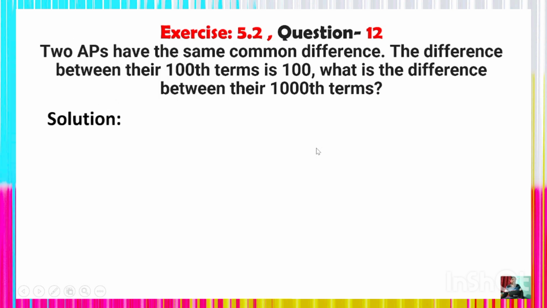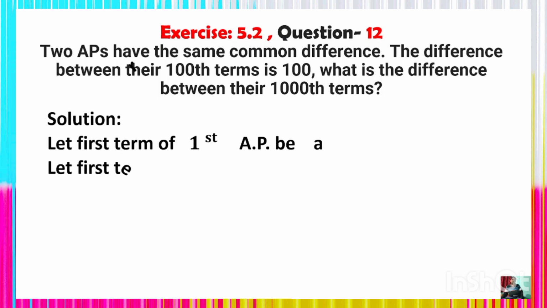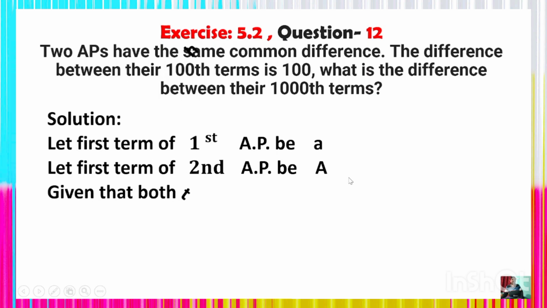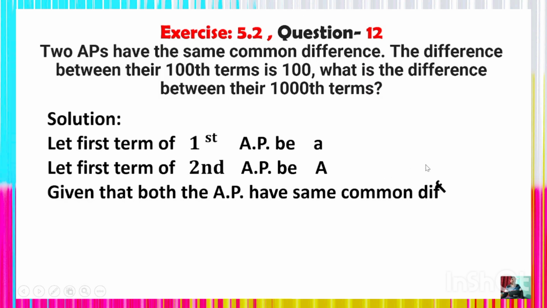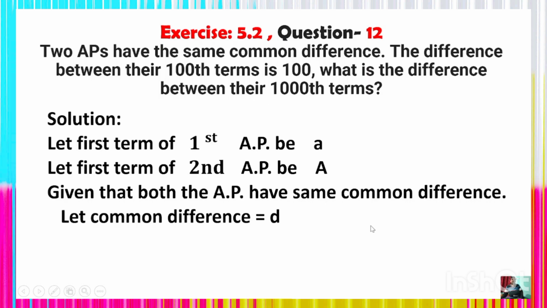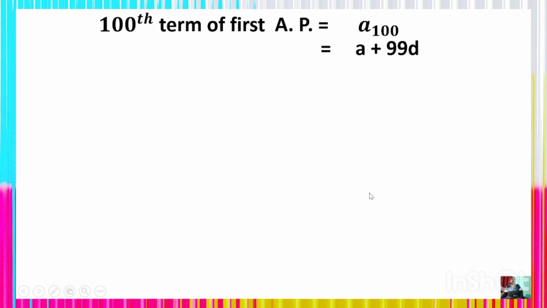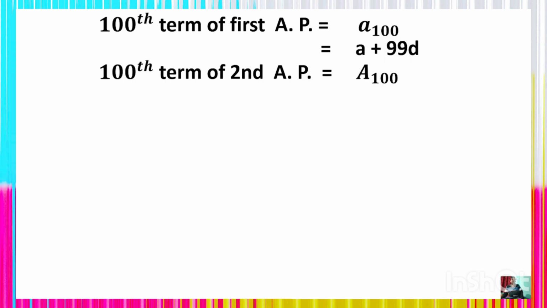Look at the solution. This is one important problem from your NCERT book. Let the first term of the first AP be small a and the first term of the second AP be capital A. Given that both APs have the same common difference, let the common difference of both be D. Now the 100th term of the first AP, a100, is a plus 99D. Similarly, the 100th term of the second AP, capital A100, is capital A plus 99D.